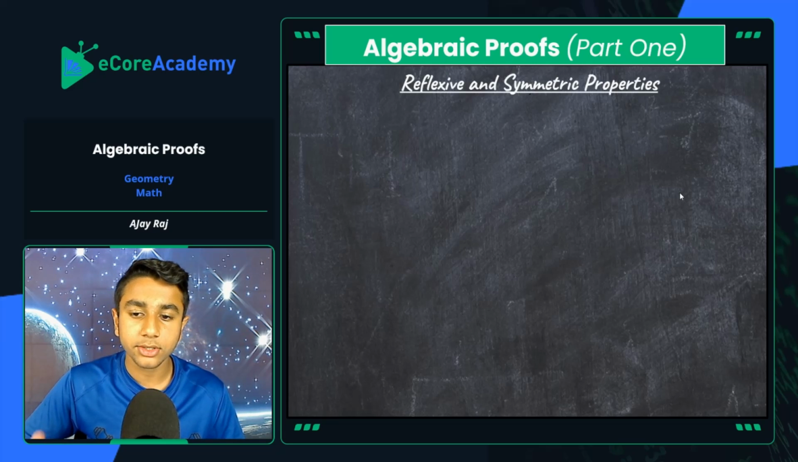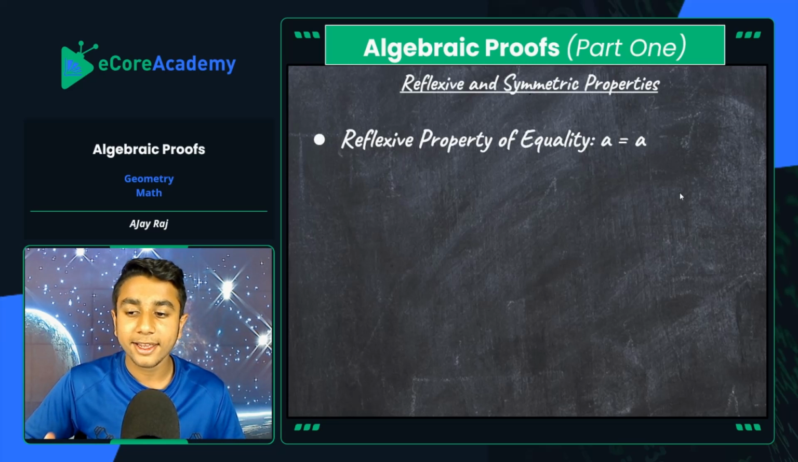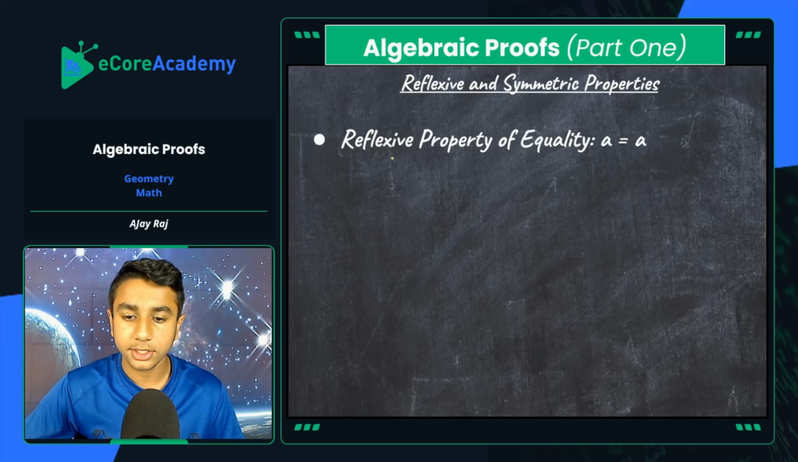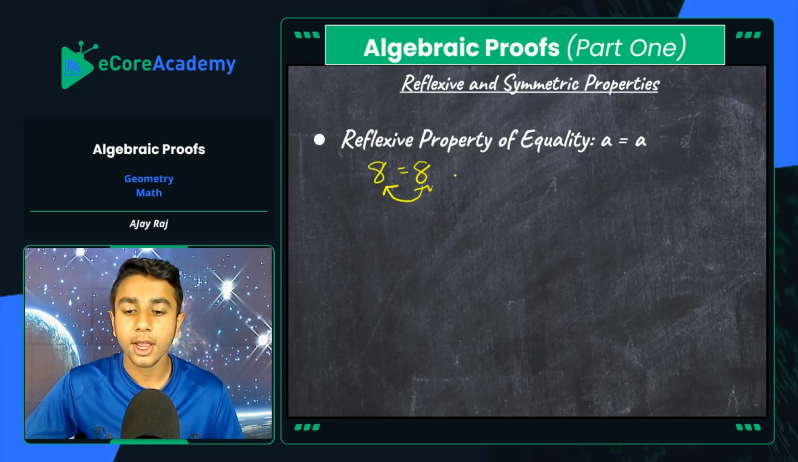So our first two properties are the reflexive and symmetric properties. The reflexive property of equality basically states that A equals A, meaning if you're given any representative value, say for example 8, and you're saying that 8 equals 8, correct? That means you can swap this equation around, moving this 8 here and this 8 over here, and that will still maintain equality. So, a very simple equality statement.